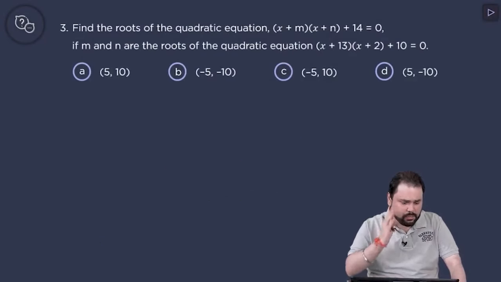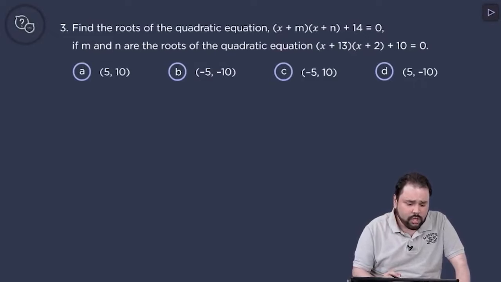I'm keeping a keen eye. It's about 3 minutes, so I'm going fine, no tension. Find the roots of the quadratic equation x plus m into x plus n plus 14 is equal to 0.